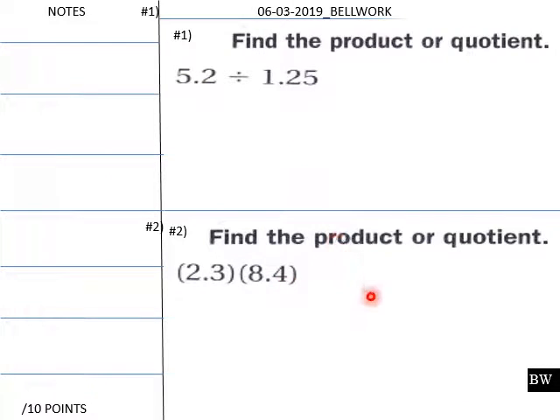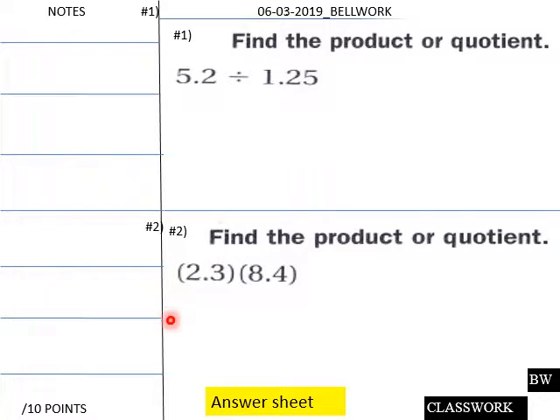And teachers, here's our bell work for today. Find the product or quotient. This would be, well, I'm going to let you students decide. Same thing down here. Give your students 5 minutes.